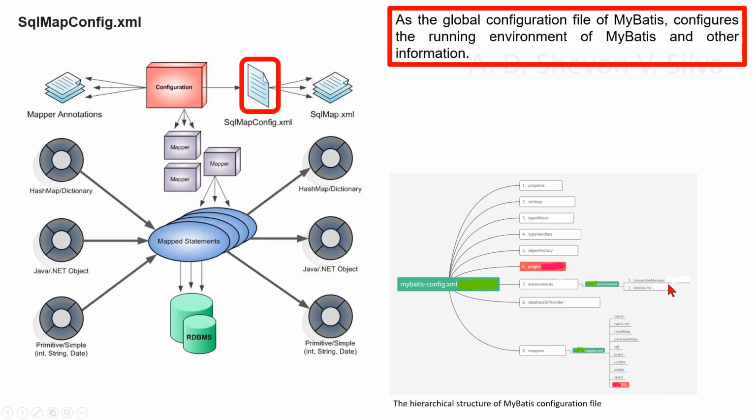Managed. This configuration simply does almost nothing. It never commits or rolls back a connection. Instead, it lets the container manage the full lifecycle of the transaction, that is a JEE application server context. By default, it does close the connection. However, some containers don't expect this, and thus, if you need to stop it from closing the connection, set the closeConnection property to false.